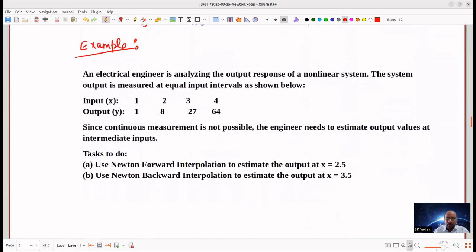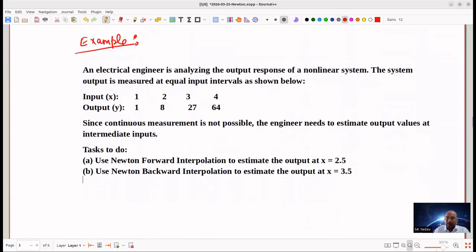So example is, suppose the electrical engineer is analyzing the output response of a nonlinear system, and the system output is measured at equal input intervals as shown here as input. So it has 1, 2, 3, 4. So you can see here it is equally spaced data.